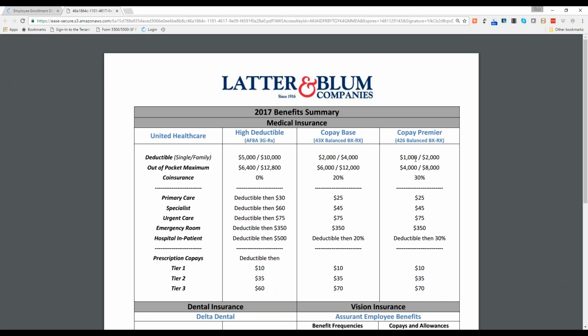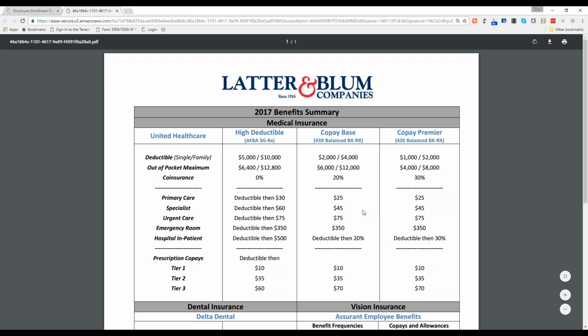And in the Premier plan, you have a $1,000 deductible with a 30% cost share and a $4,000 out-of-pocket maximum, so that the most that the deductible, coinsurance, and any of these copays can get to is this $6,000 or $4,000, depending on the plan that you select.